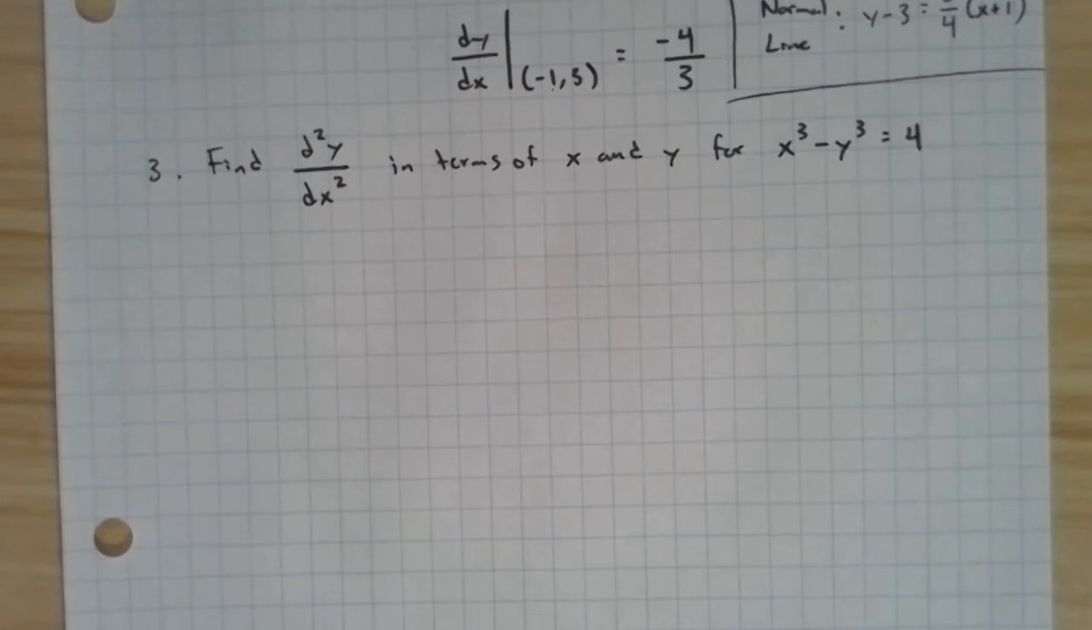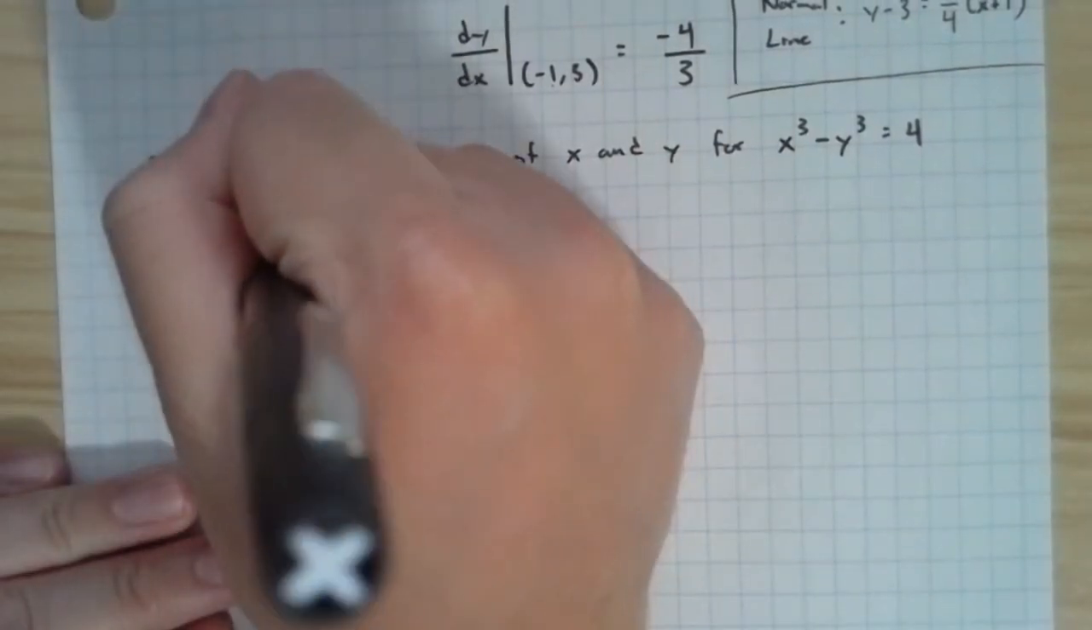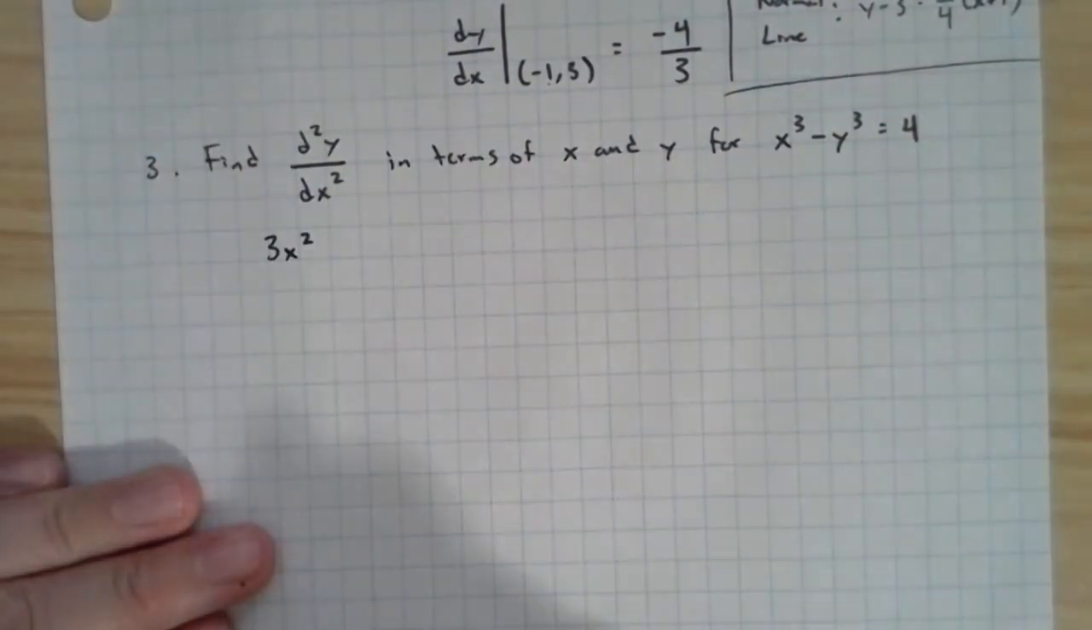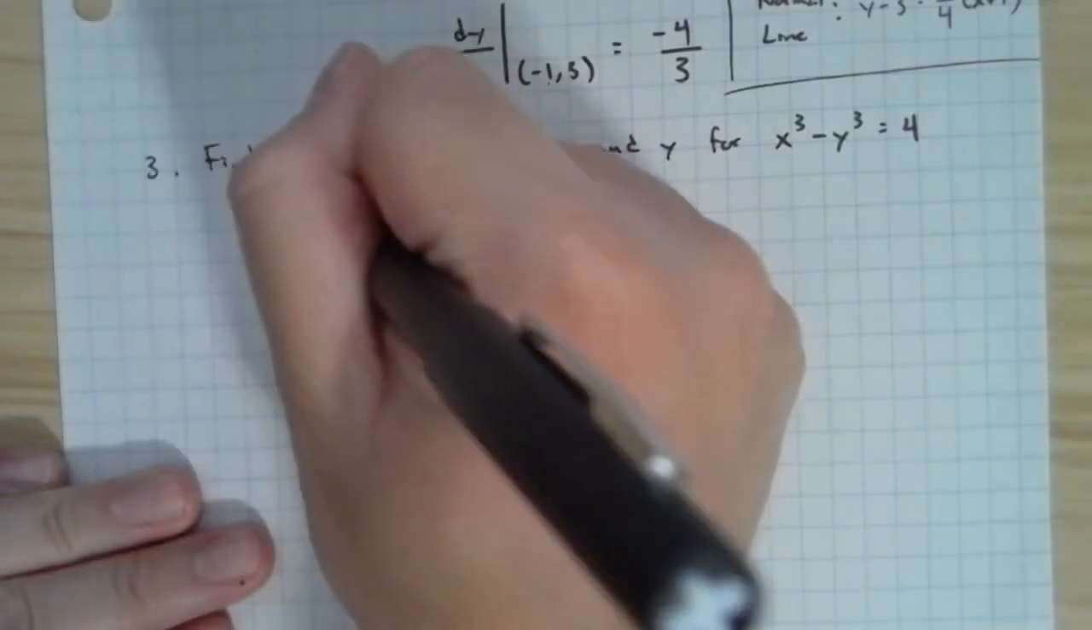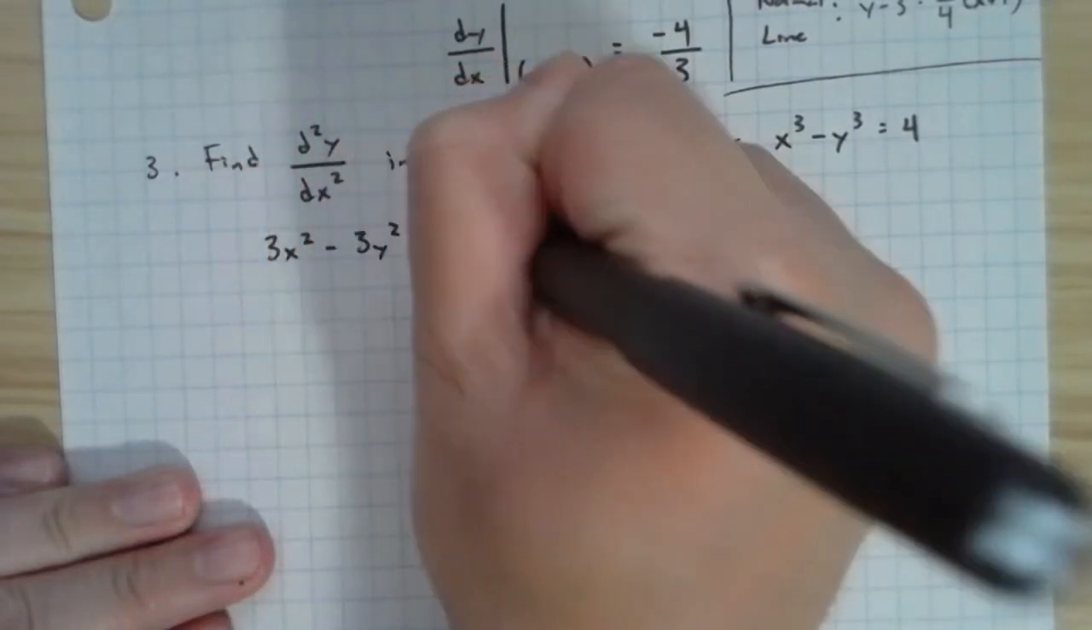Now, whenever you're dealing with second derivatives of implicit differentiation, you're almost always going to be dealing with at least one substitution. And you'll see what I mean by this. So let's go ahead and take the derivative like we've been doing for a while now. 3x squared minus 3y squared dy dx is equal to 0.